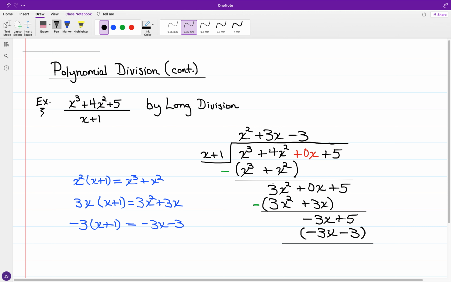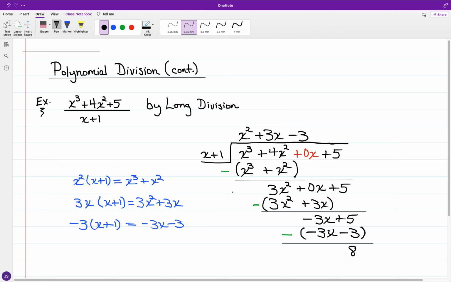And once more, applying subtraction. We have negative 3x and what's going to be plus 3x. This set of terms will go out. Now we've got 5 minus negative 3, which will translate out to 5 plus 3. And so that is going to be 8.